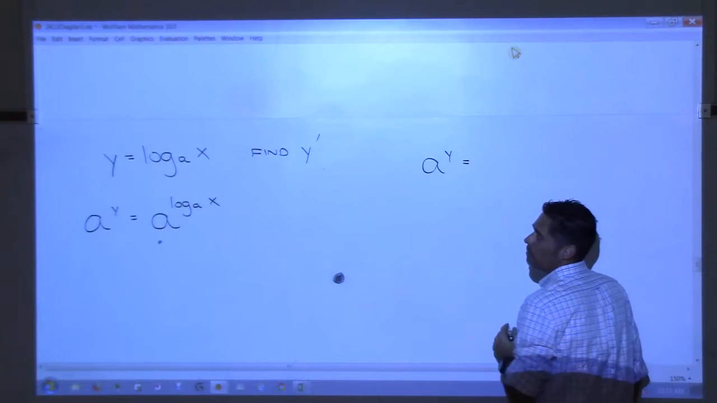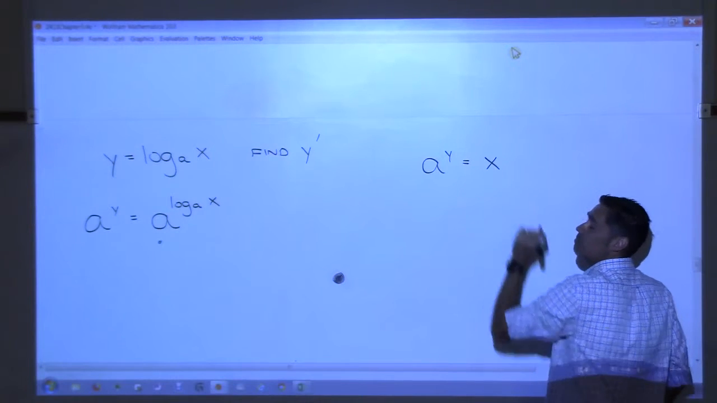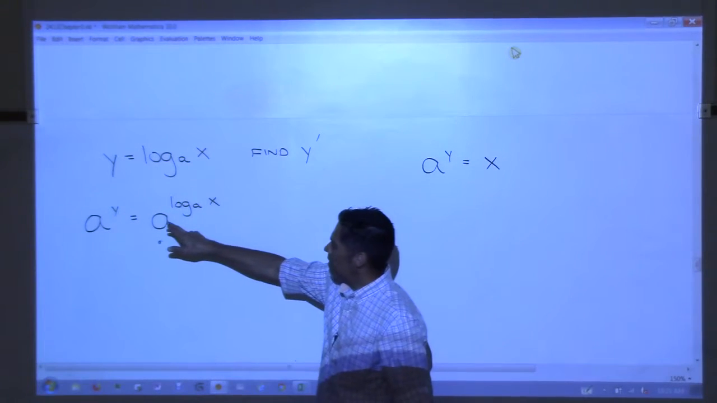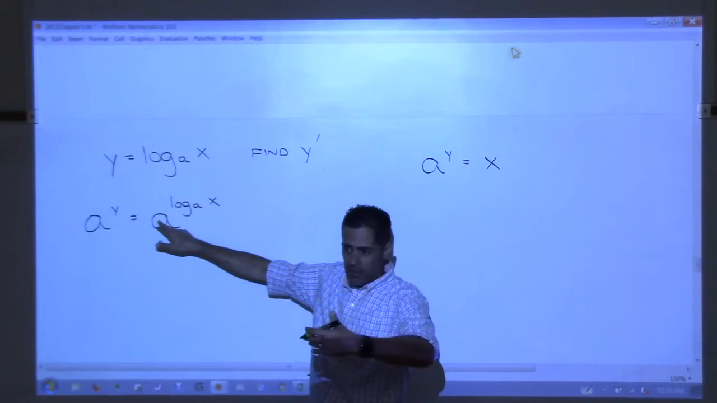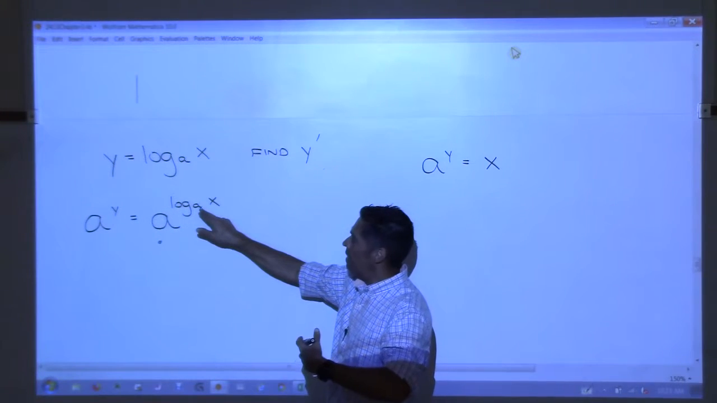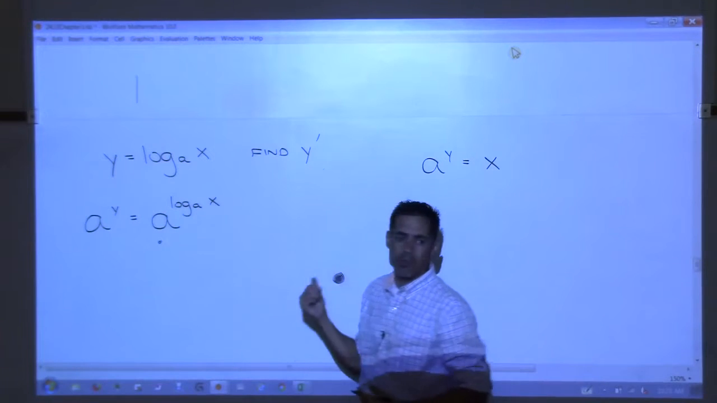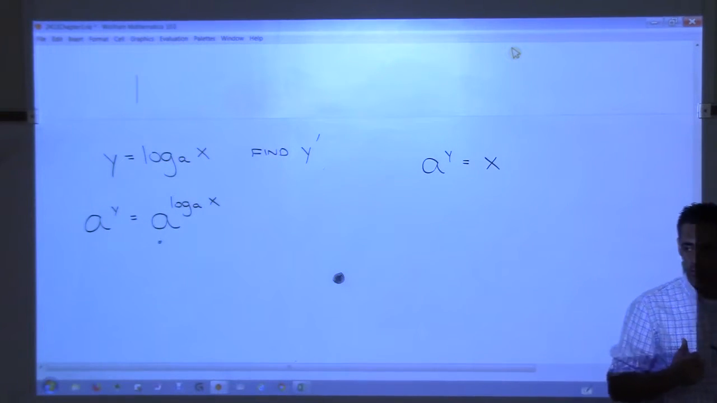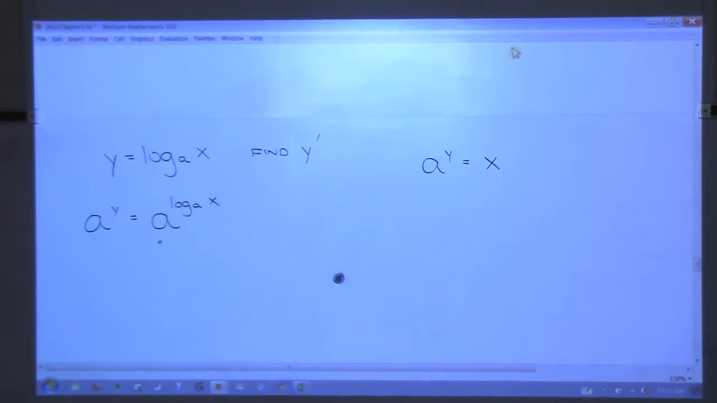What is it? Just x. Because what are you doing? You're taking a, which is an exponential function, and you're raising it to its inverse. And that should kill each other off and just leave you with the x. Right? Y'all okay with that?